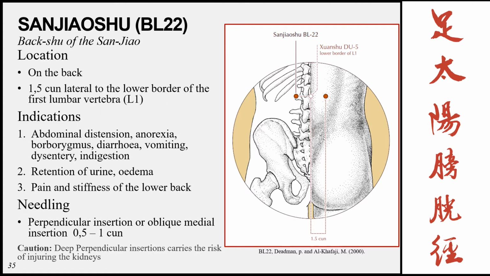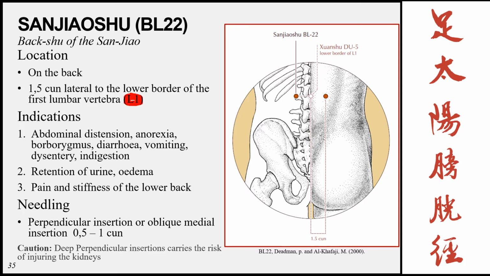The next point is SANJIAOSHU, bladder 22. So this is the back shu of the SANJIAO. Its location is on the lower back, 1.5 cun lateral to the lower border of the first lumbar vertebra, L1. So I want you to note here that we are now in the lumbar region. The indications for this point, it can be used for abdominal distension, anorexia, borborygmus, diarrhea or vomiting, dysentery, and indigestion. It can also be used for retention of urine and edema, and then because of its location, it can be used for pain and stiffness of the lower back.